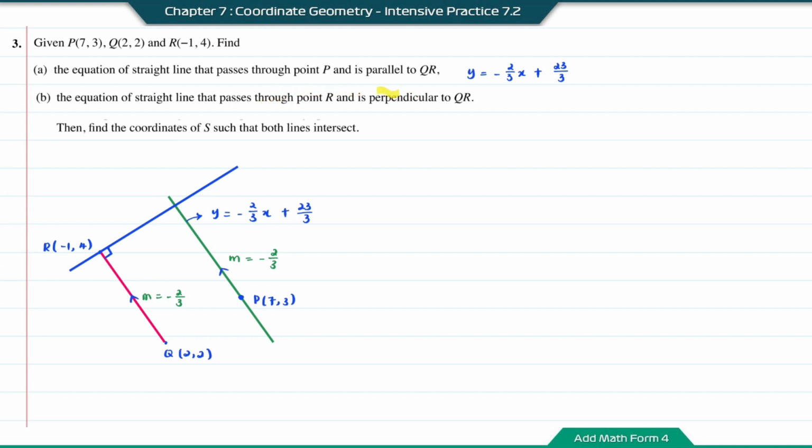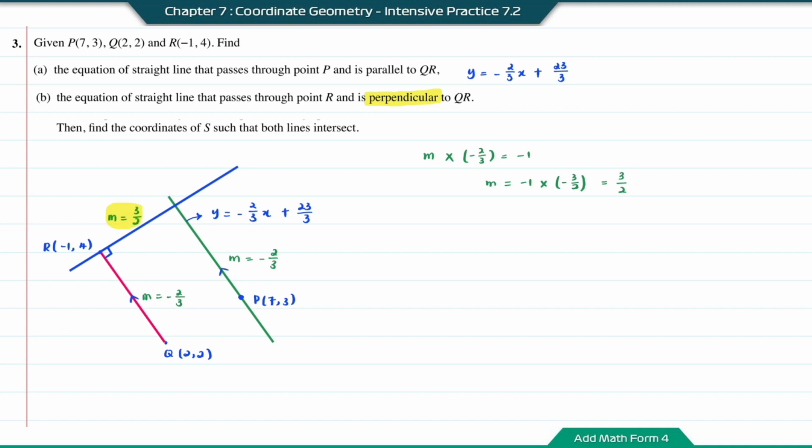As the two straight lines are perpendicular, this means when we multiply both of the gradients, the answer is equal to negative 1. So the gradient of the perpendicular line times the gradient of QR, which is negative 2 over 3, is equal to negative 1. So the gradient will equal negative 1 divided by negative 2 over 3, which is the same as multiplied by negative 3 over 2.